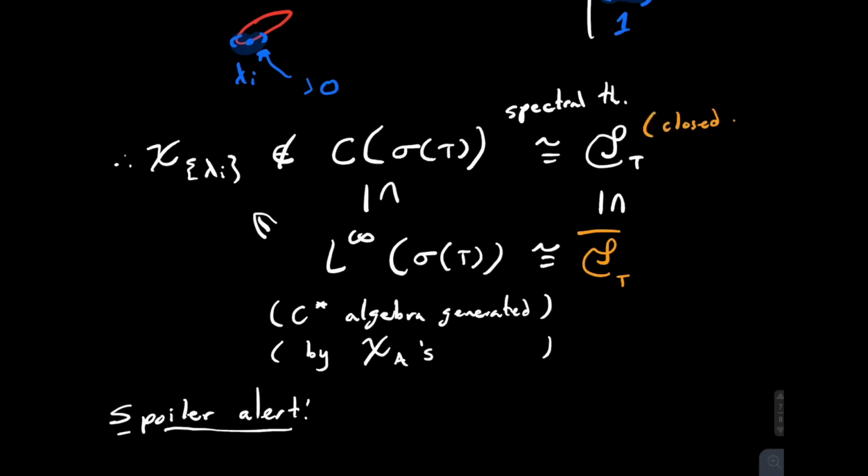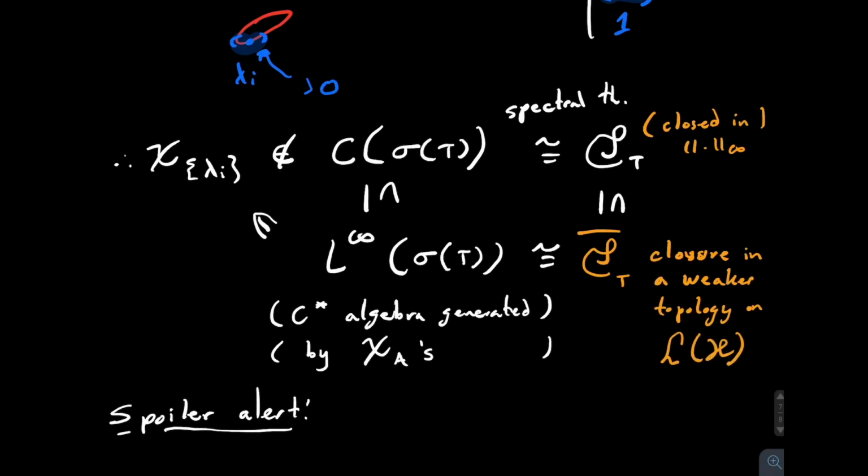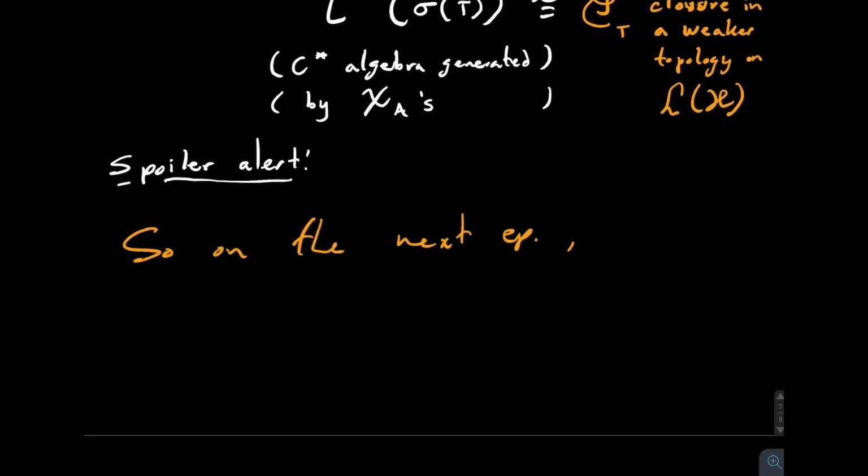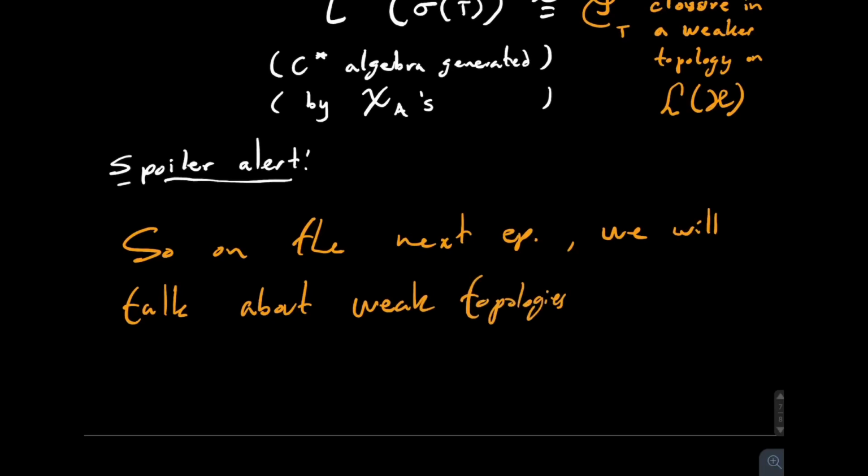But C_T is already closed in the norm on the bounded operators of the Hilbert space. So this is the closure in a weaker topology than the norm topology. So in the next video, we're going to be talking about weaker topologies on L(H).